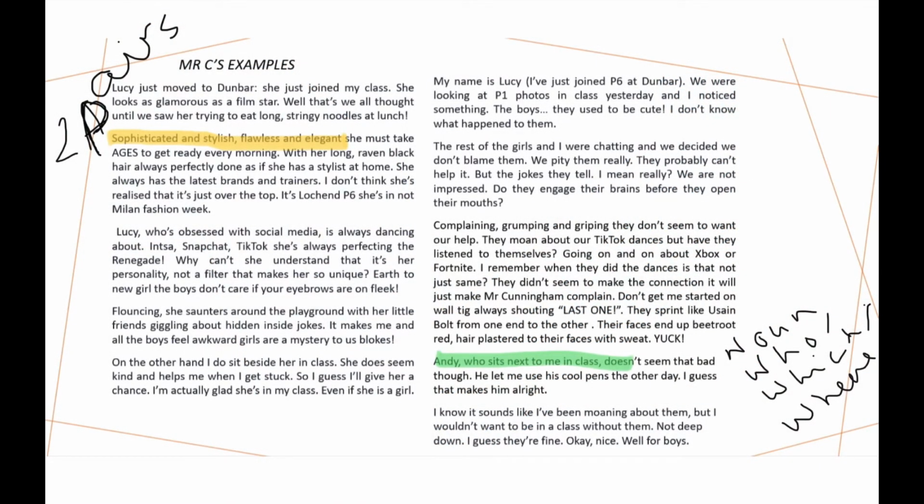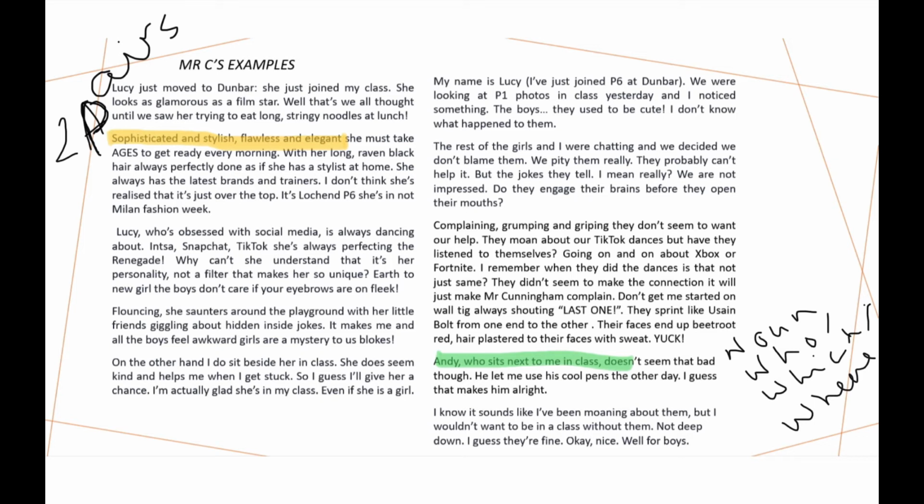What you should end up with is something that looks like this. As you can see, I've got both examples on my page. What I've done is I've highlighted the exciting sentences I can find and then label them. If we look at the story about Lucy, you can see there is a line highlighted in yellow. Sophisticated and stylish, flawless and elegant. This is an example of a two pairs sentence. There's two pairs of adjectives with and in between them. It's a good way to add 4 adjectives, 4 ambitious words, straight away.